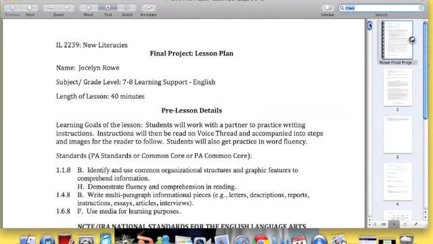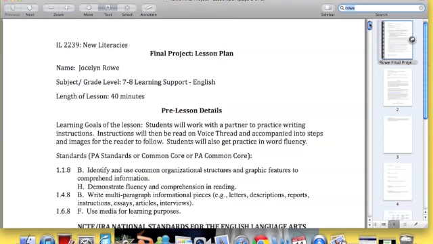Okay, I'm going to just be kind of walking you through my final project, my lesson plan. This is directed towards 7th and 8th graders who are in the learning support classroom for English. I'm looking at probably taking a typical class period, 40 minutes.